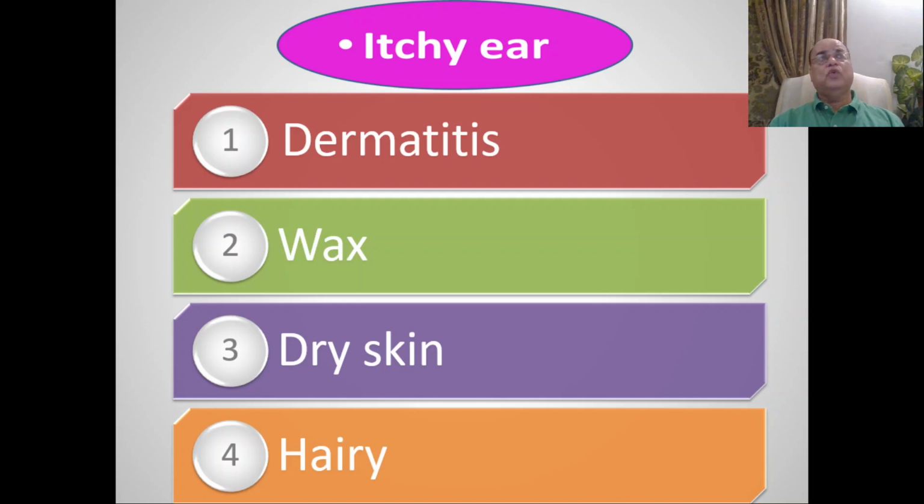Then generally, some people have dry skin overall. So this dry skin also causes itching. The same can happen in the ear canal as well. And similarly, some patients are more hairy. So if some hair is broken during scratching, those hairs may fall in the lumen of the external auditory canal, and there they may be causing the itching, and simple removal of that hair will relieve this itching and irritation.